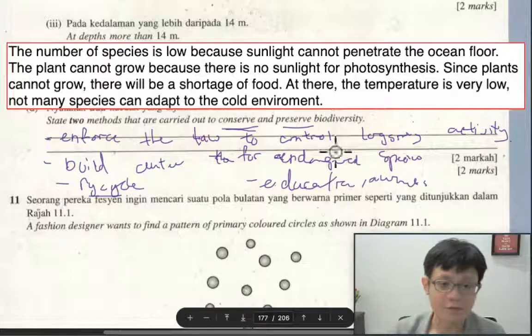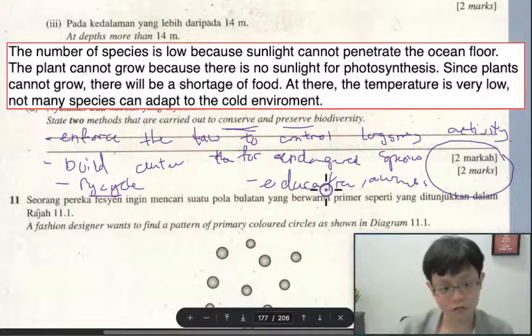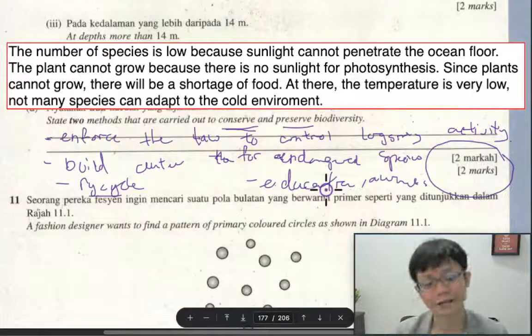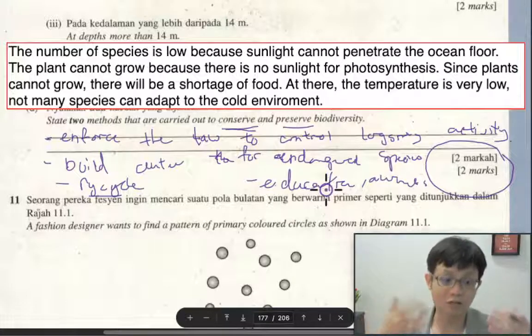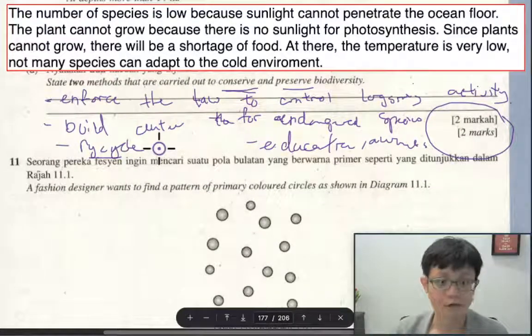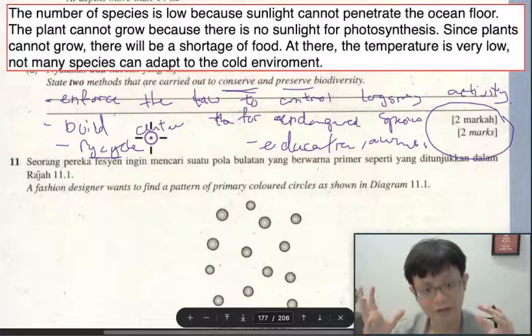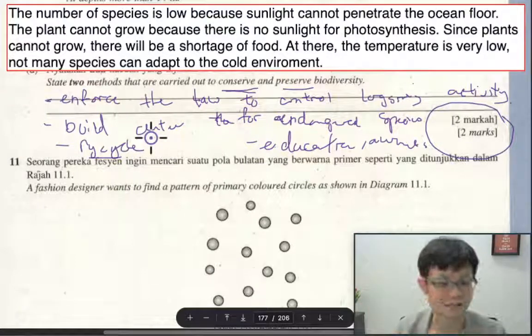So these are the few methods, not only one answer. Here is 2 marks so you can choose 2, but actually you can choose more answers depending on how you explain. If you explain it logically, then it will be correct. No pollution, I think no marks because the answer is very abstract, means not clear. The answer is not a clear answer.